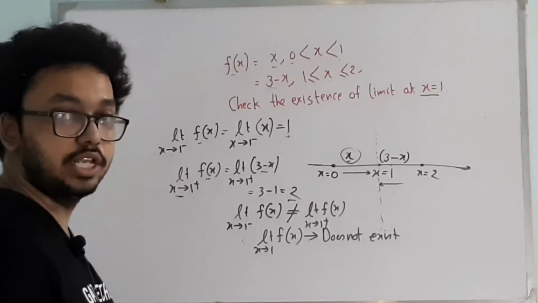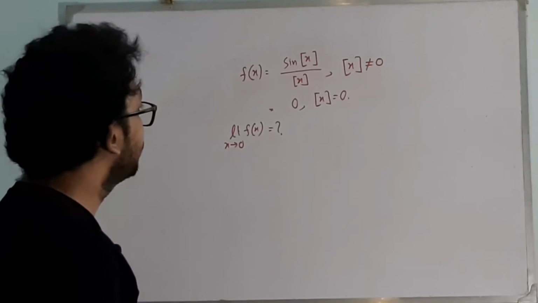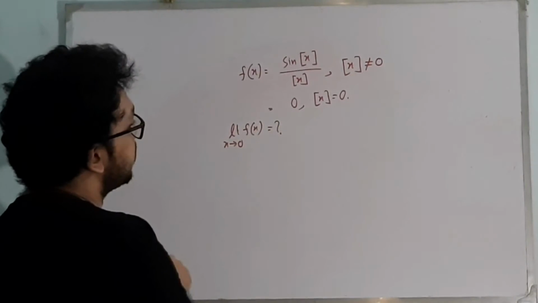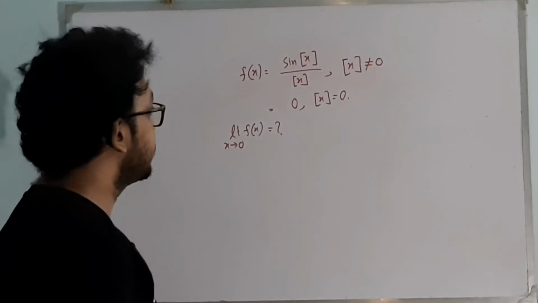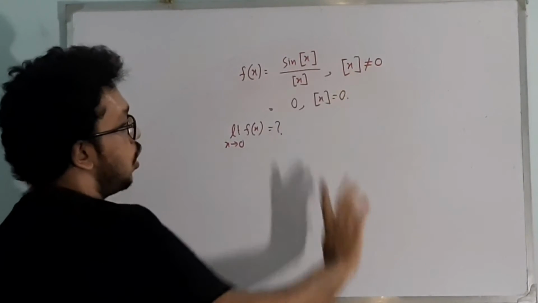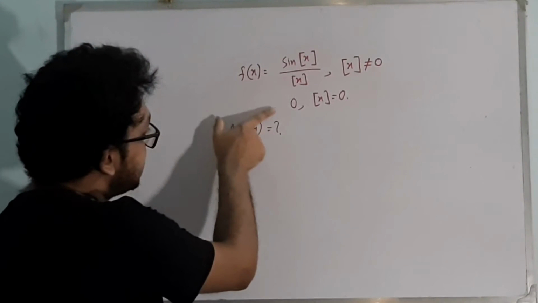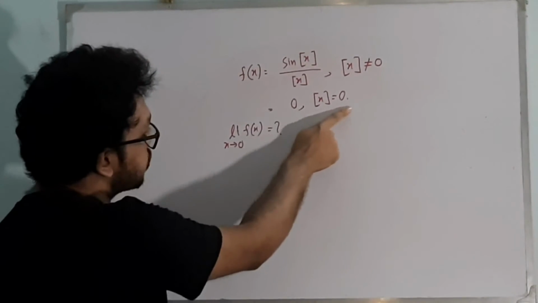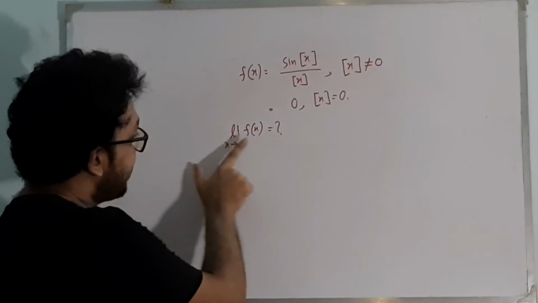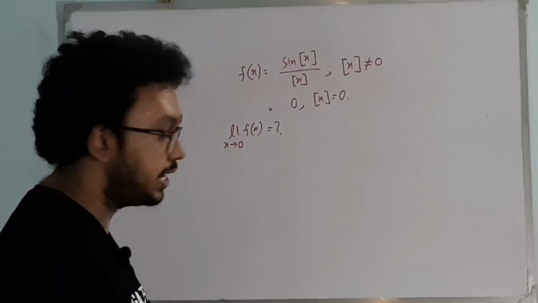Now let us move to the next problem. This is the next problem that we are going to solve. It says that f(x) is equal to sine of [x] divided by [x], where [x] is the greatest integer function of x, when [x] is not equal to 0. And the value of f(x) is 0 when [x] is equal to 0. And we have to find out the limiting value of the function f(x) when x is tending towards 0, right?